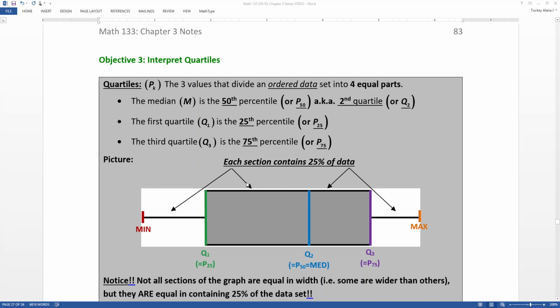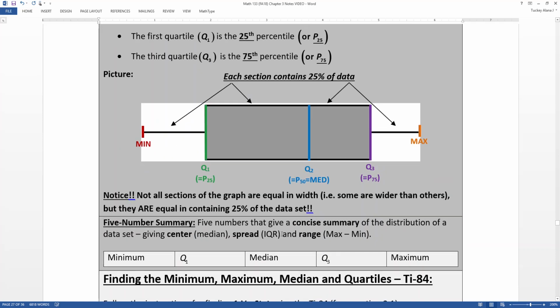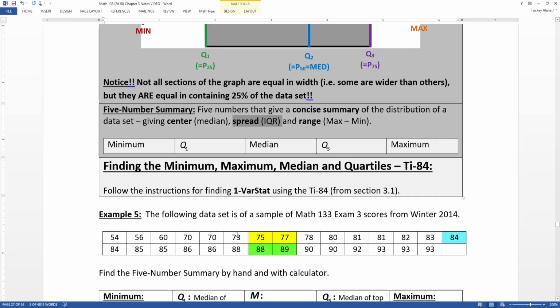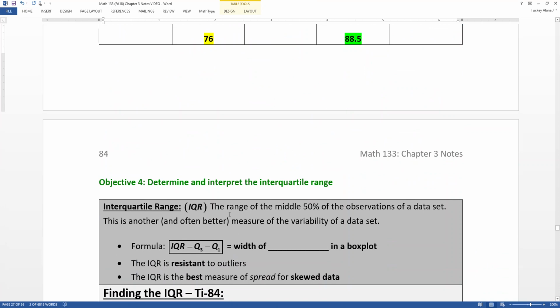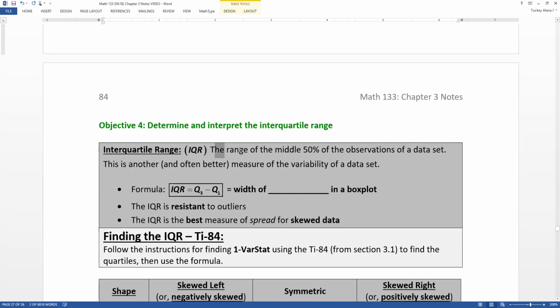Remember when looking at the box plot, the width of the box is the distance from Q1 to Q3, and that is a measure of spread called the IQR. So let's get into that a little bit more. The IQR is the interquartile range. Inter meaning between, so between quartiles. It's the range of the middle 50% of your observations, or of your data set.